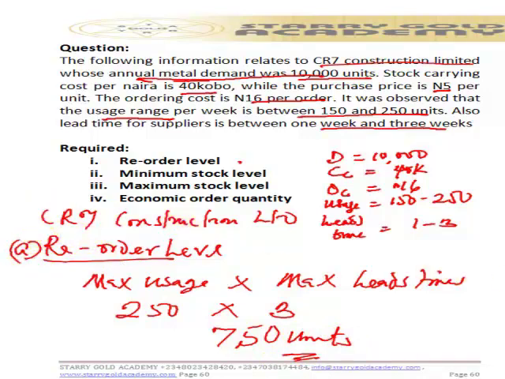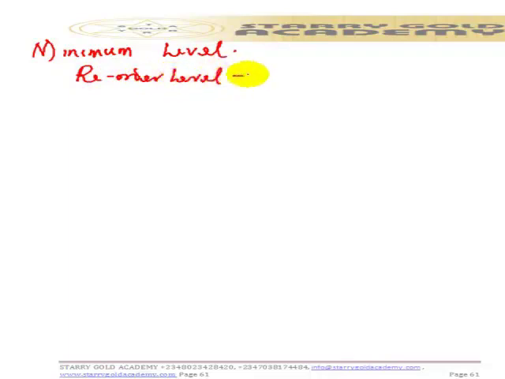The next thing we'll calculate is the minimum level. Minimum level is given as the reorder level minus the average usage times average lead time.